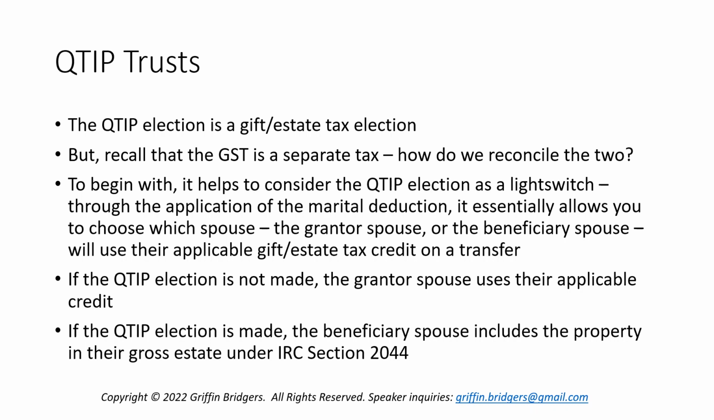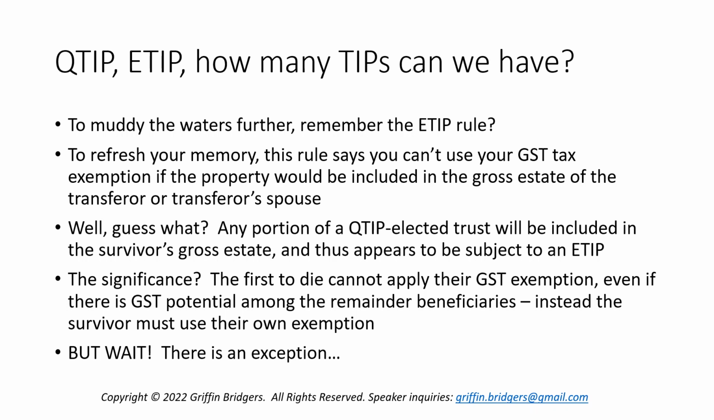So the transferor's identity, as you recall, is an important element of generation skipping transfer tax. And we'll get to that in a minute, but I'm going to muddy the waters further here, basically because we have two confusing acronyms, QTIP and ETIP.